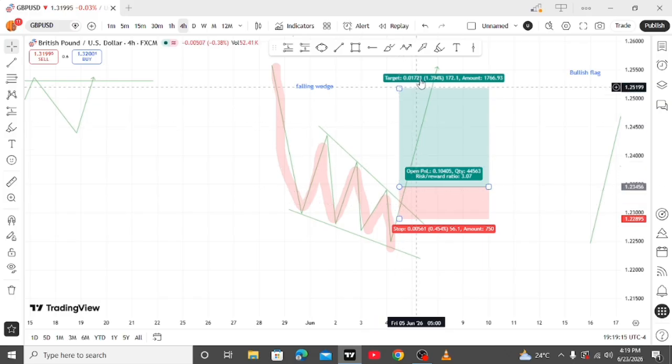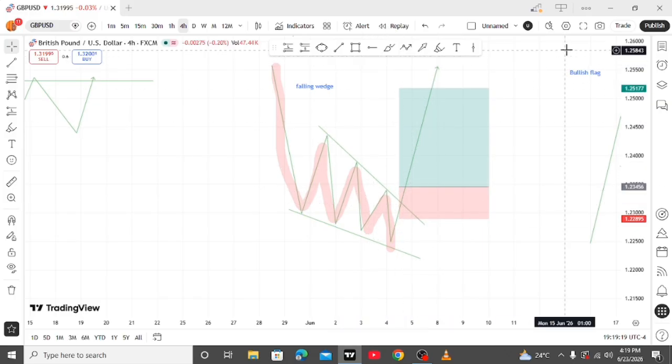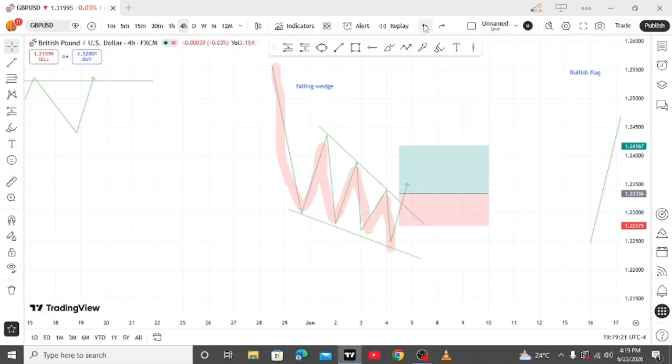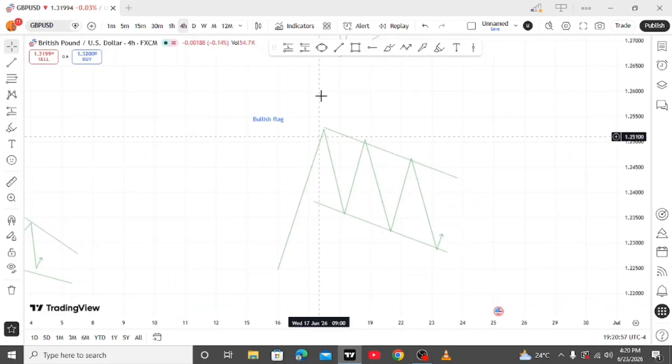We expect the market to go straight to our take profit. So this is how a falling wedge works, and it's simply the opposite of a rising wedge. So let's move over to the next one, which is the bullish flag.